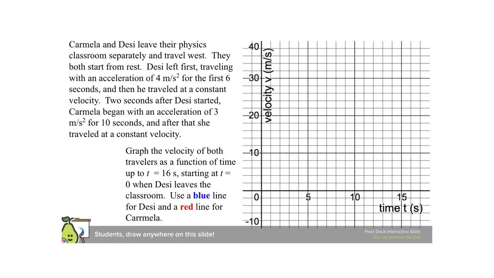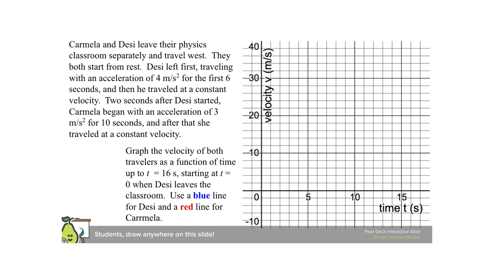Carmela and Desi leave their physics classroom separately and travel west. They both start from rest. Desi left first, traveling with an acceleration of 4 meters per second squared for the first 6 seconds, and then he traveled at constant velocity. 2 seconds after Desi started, Carmela began with an acceleration of 3 meters per second squared for 10 seconds, and after that, she traveled at constant velocity. Graph the velocity of both travelers as a function of time up to 16 seconds, starting at t equals 0 when Desi leaves the classroom. Use a blue line for Desi and a red line for Carmela.